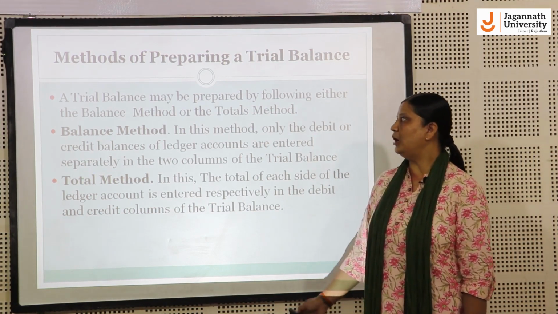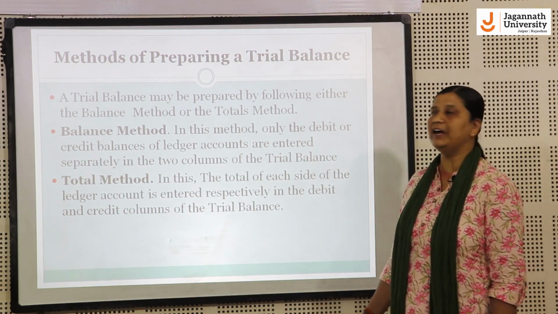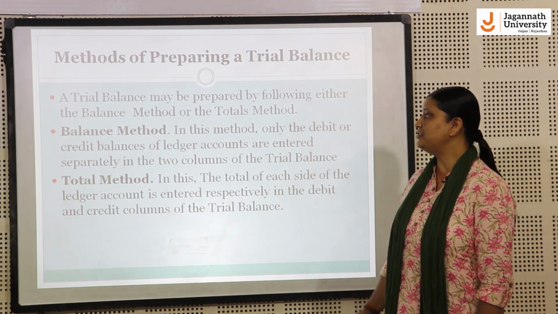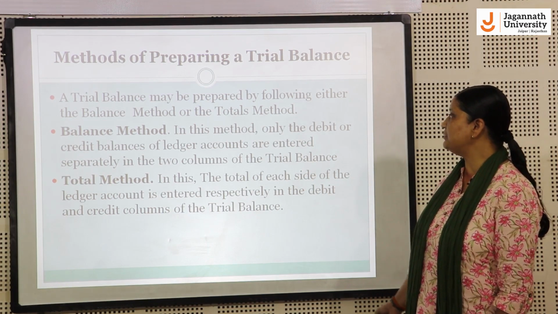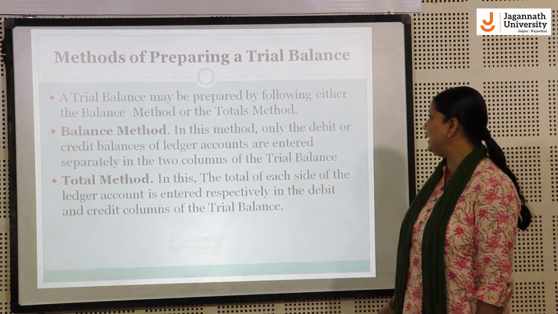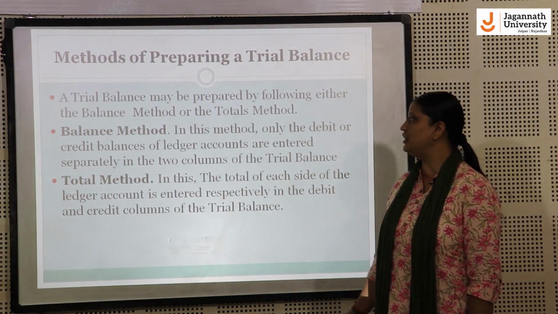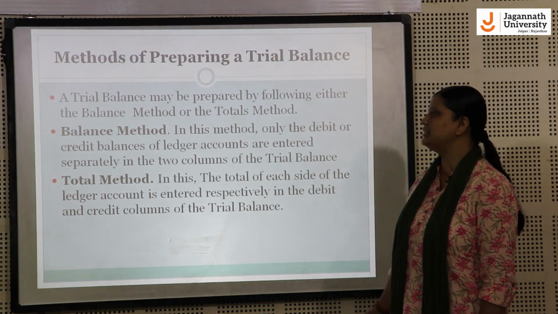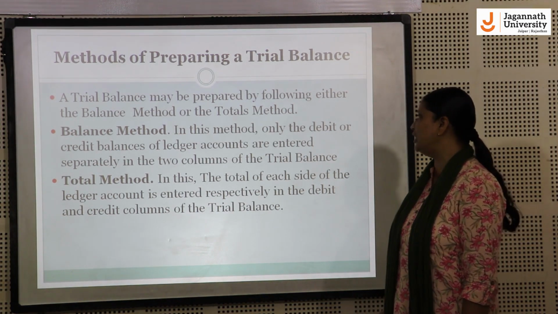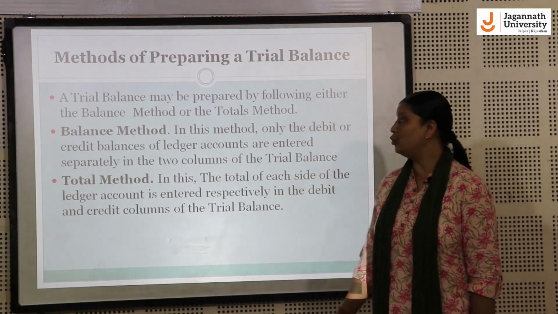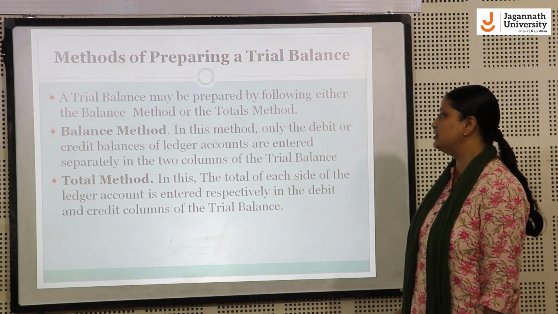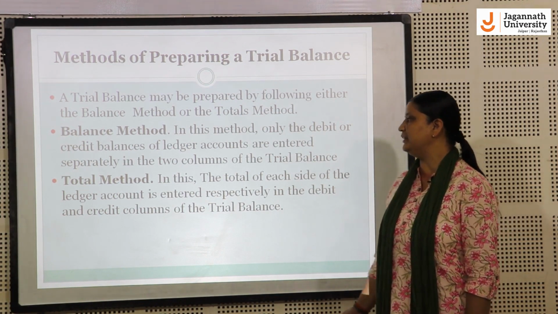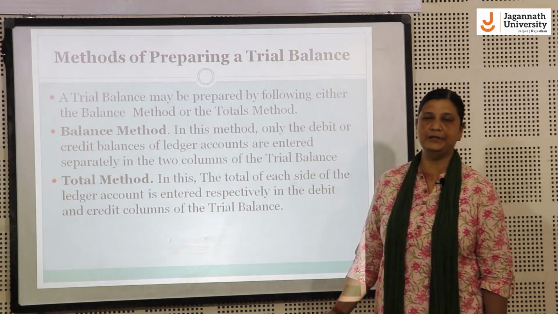There are 2 methods which can be used for preparing the trial balance, that is the balance method or the totals method. Balance method: in this method only the debit or credit balance of ledger accounts is entered separately in the 2 columns of the trial balance. And in totals method, the total of each side of the ledger accounts is entered respectively in the debit and the credit columns of the trial balance.